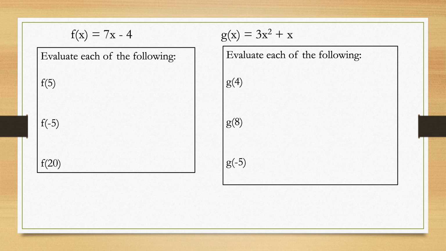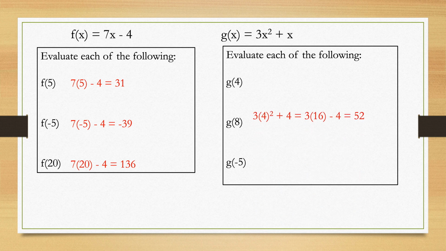Okay, so let's hope I got these right. I tend to make mistakes on these. All right, so the first one, 7 times 5 minus 4, which is 31. Then 7 times negative 5 minus 4, which is negative 39. And then 7 times 20 minus 4, which is 136. I got those right. No sloppy mistakes on my part yet today.